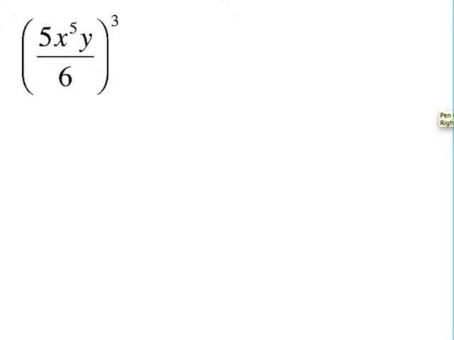Now, what I did on the previous example is I showed you the reasoning behind it. I'm going to show you a little trick that I do to solve these. I actually distribute that 3 to both the 5, the x, and the y. So if I distribute it to the 5, that means 5 times 5 times 5, which is 75. Close. 125, okay? So then now let's distribute the cubed to the x to the 5th.